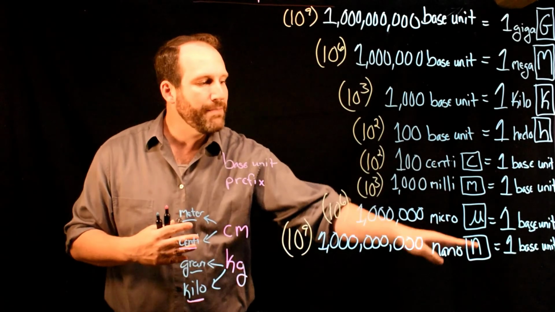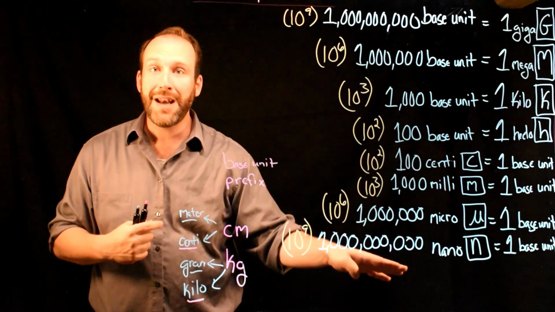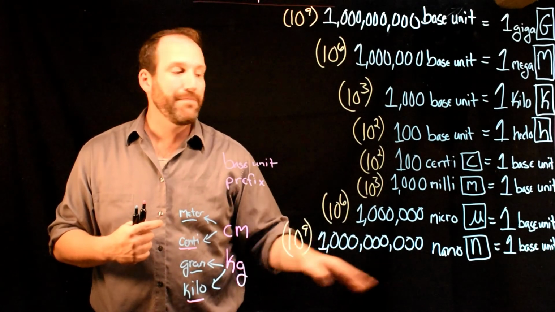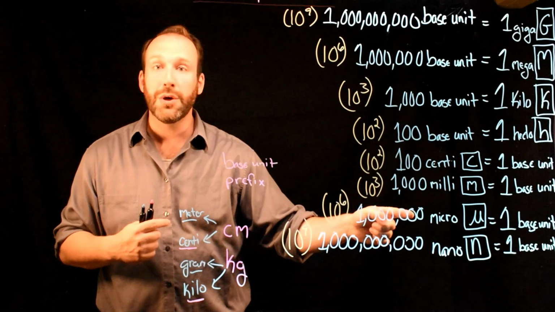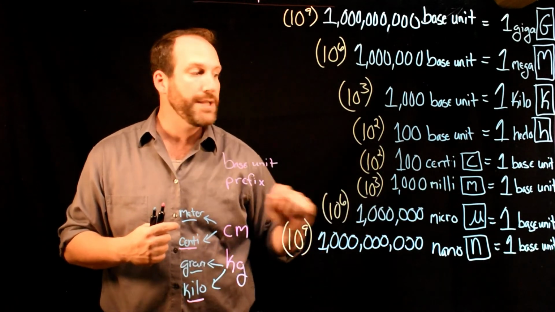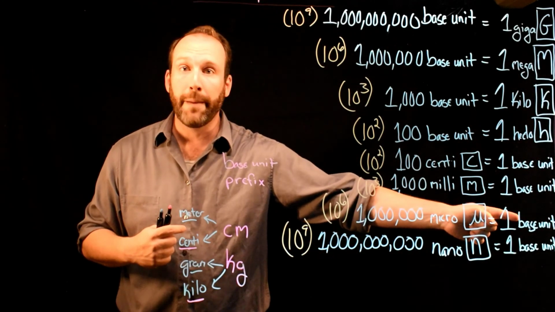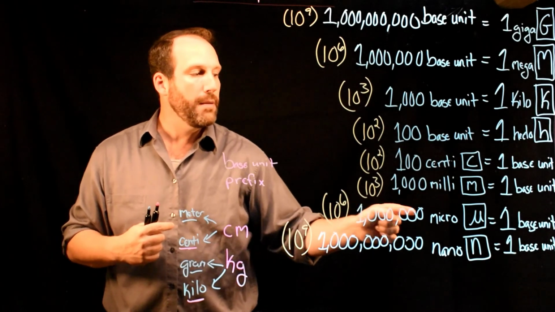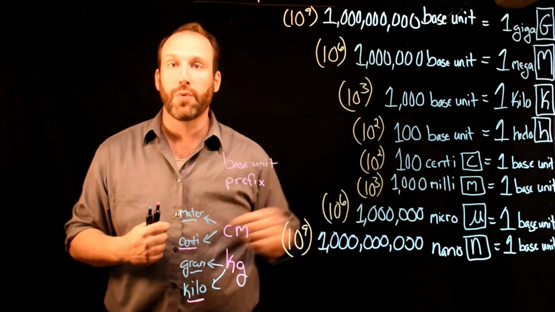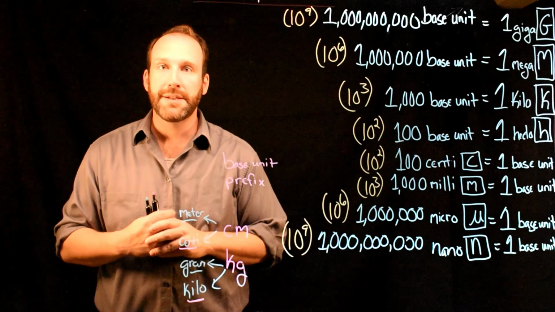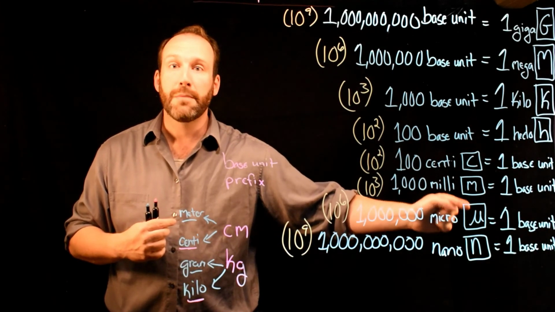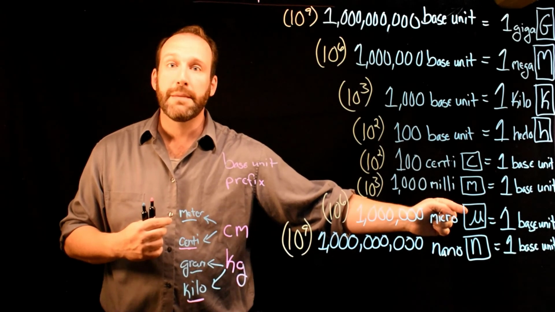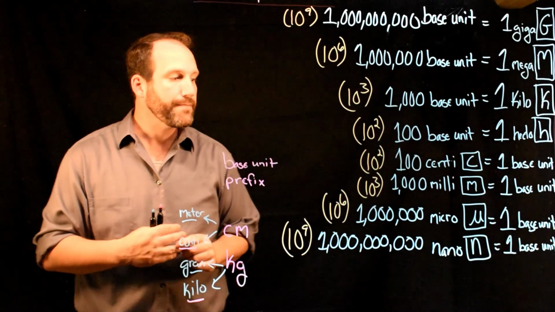We can do the same thing here for 1 million and 1 billion units. So 1 base unit is equal to 1 million micro of that base unit. So 1 gram is equal to 1 million micrograms. Micro is the prefix. The lowercase Greek letter mu is the abbreviation of that prefix.